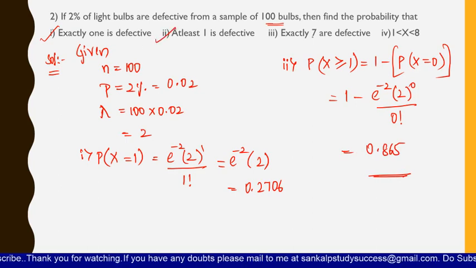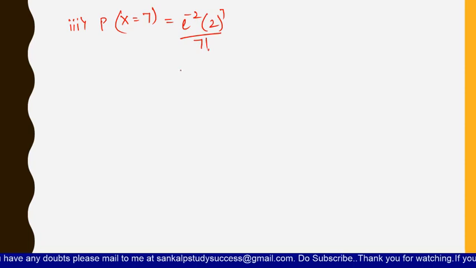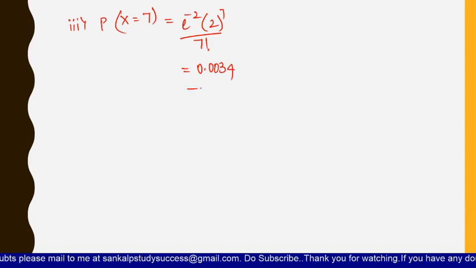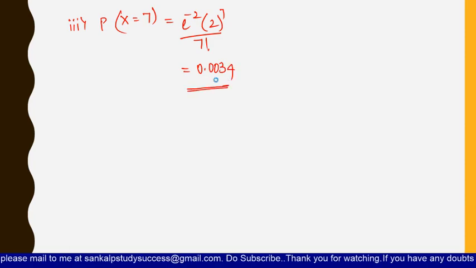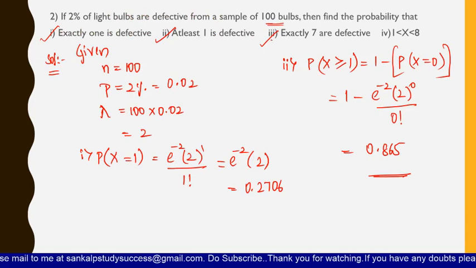Let us go with the third one. Exactly 7 are defective. That means what? P of x equals 7, right? Which is the third question. P of x equals 7. That means if you substitute e power minus lambda into lambda power 7 by 7 factorial, then if you calculate this value, you will get 0.0034. So this is the probability of 7 bulbs being defective. Exactly 7 bulbs are defective.